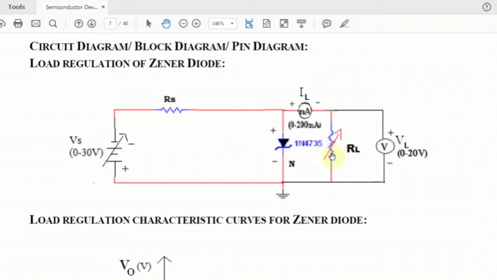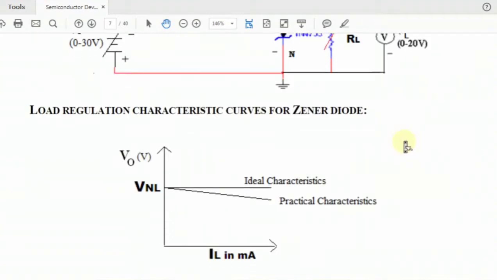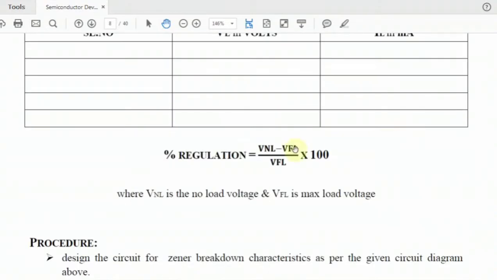Now what will be the operation? The operation is simple. We will gradually vary the load, that is we will change the load from its maximum value to a minimum value, which will enable the load current to flow from the source through the load. That means the initial load current will be less and gradually it will increase. Now with the increase of this load current, we will see whether this load voltage remains at its constant potential or it deteriorates.